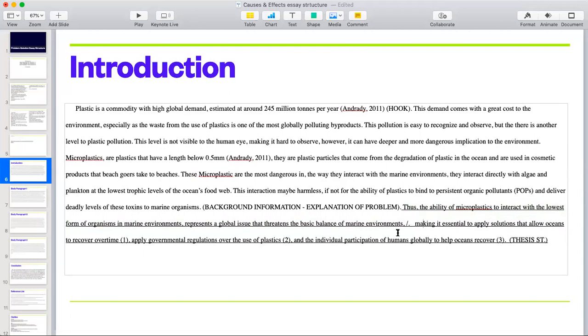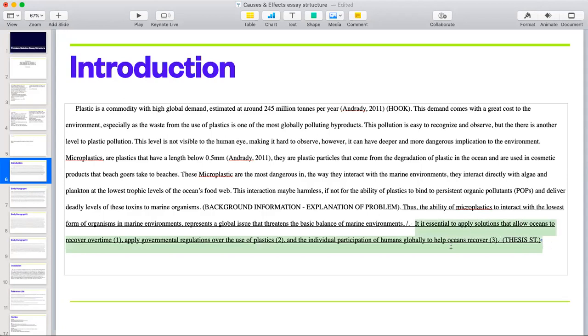So maybe to break the sentence would be a good idea, and this would be the thesis statement. Okay, so we can say it is essential to apply solutions that allow oceans to recover over time, apply governmental regulations over the use of plastic, and. So right now we have a very clear thesis statement, to the point, and we can find the 3 solutions. So sometimes just by reading our essay, we find mistakes and we can fix them.